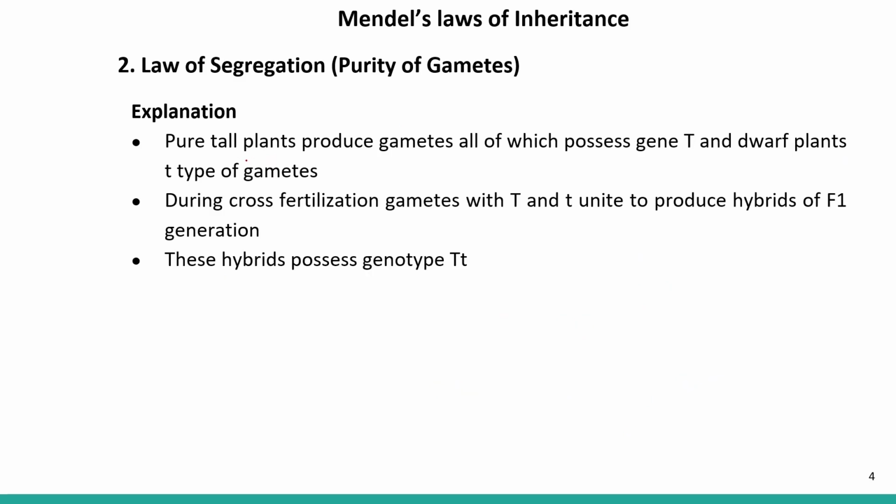So, pure tall plants produce gametes, all of which possess capital T, and dwarf plants possess small t type of gametes. In the F1, when the parents are capital T capital T and small t small t, they will produce only one type of gamete each, that is the capital T and the small t, right? So, during cross fertilization, the gametes with capital T and small t unite to produce the hybrid of the F1 generation. So here they will form a hybrid, capital T and small t.